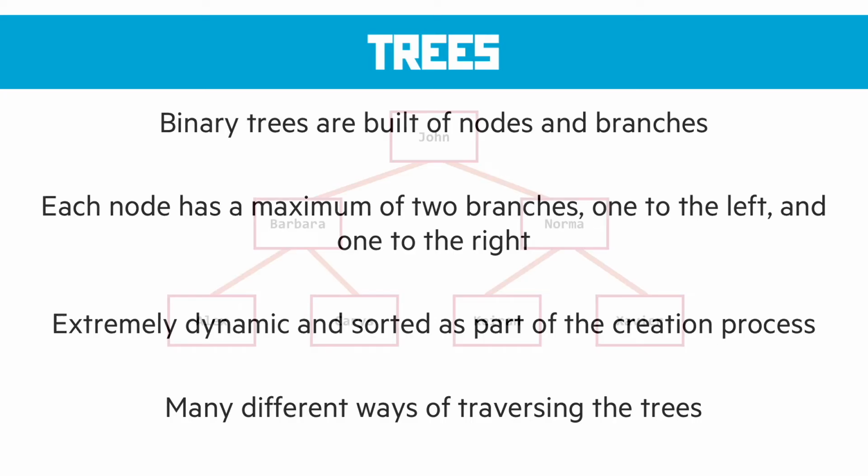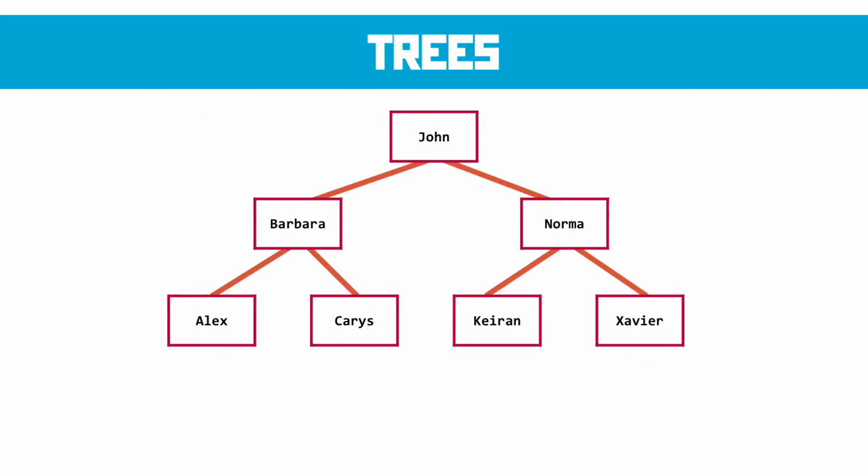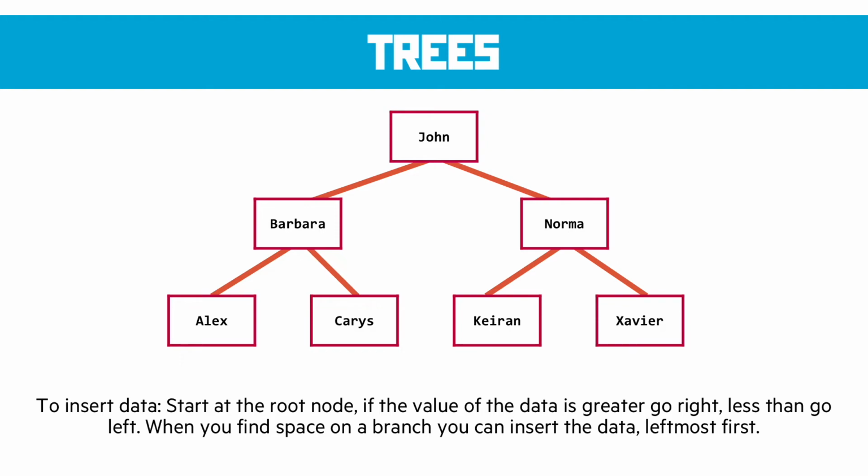Here's an example of a binary tree. If we're going to insert data, what we do is we start at the root node, which is the topmost node. If the data is less than it, it goes to the left. If it's greater than it, it goes to the right. And we traverse the tree until there's a space in the branch where we can place it.